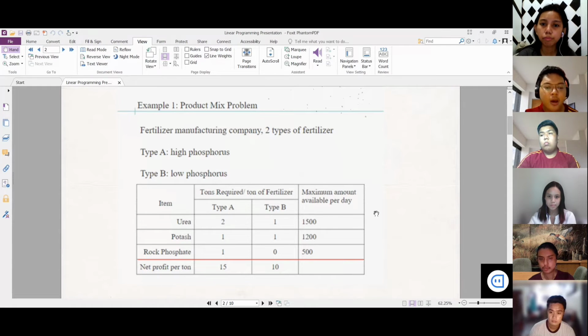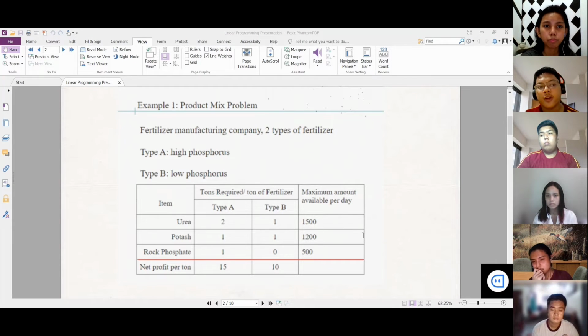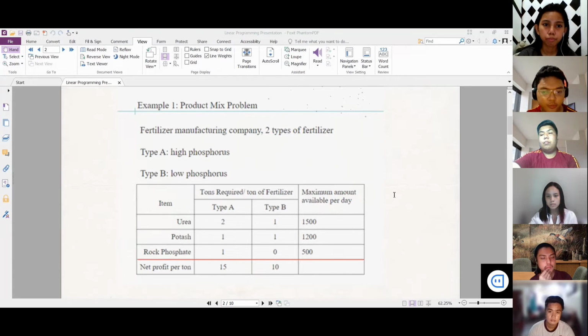Following the potash, 1 ton for type A and 1 ton for type B, so x plus y. Since in a linear equation, when there's one, we can write it as the variable itself, x and y. So x plus y is less than or equal to 1,200, because that's the maximum amount available per day. And the last one is 1x. Since there's 0 for y, we can derive x is less than or equal to 500. These are the explicit constraints on the availability of limited resources.